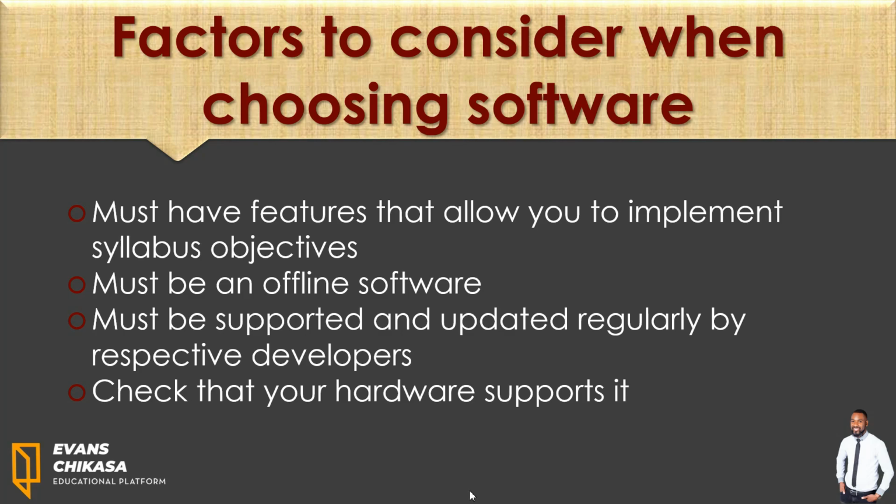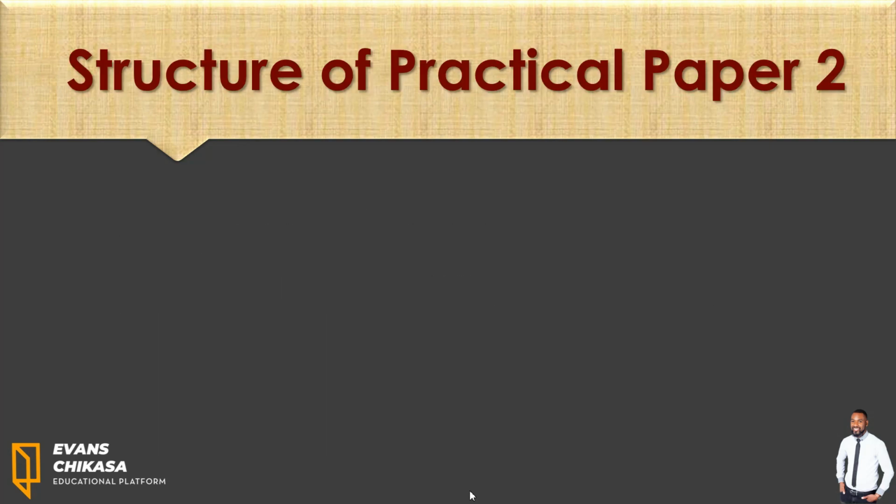All right, so let's look at the structure of the paper 2 and paper 3 practical papers. By structure here, I'm just going to talk about what exactly are the chapters that you would expect to find in a practical paper, paper 2 and paper 3. Now, it's important that you understand that the ICT practical syllabus has the chapters from chapter 11 to chapter 21. These are practical chapters, okay?